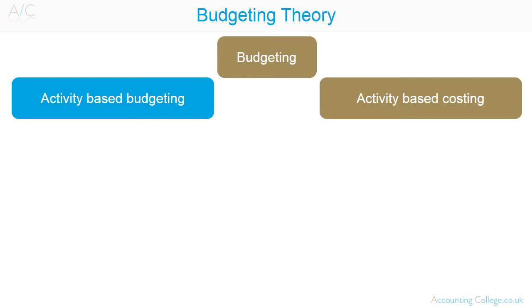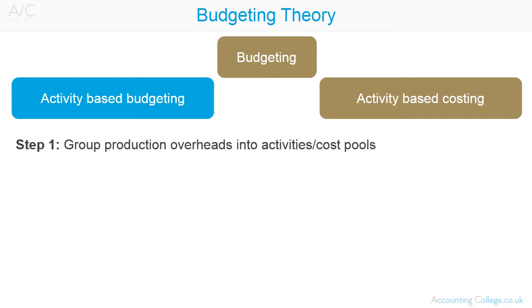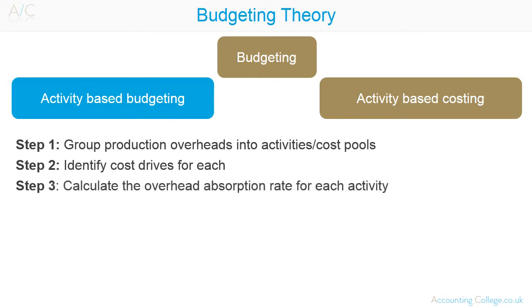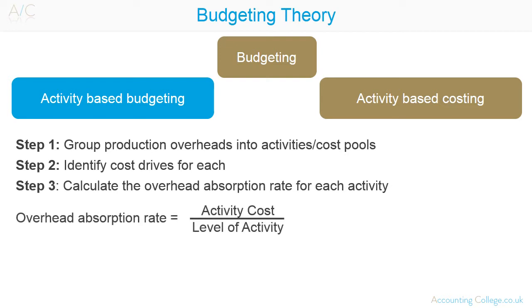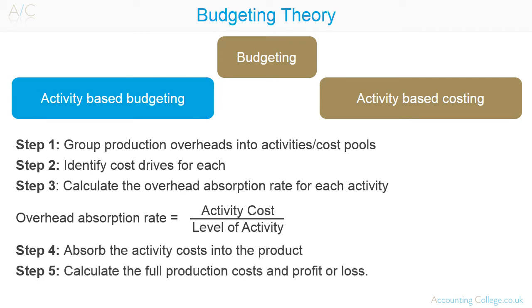There are 5 steps of activity-based costing. Group production overheads into activities called cost pools. Activities are pooled according to how they are driven. Identify cost drivers for each activity. This is what actually causes the activity cost to be incurred. Calculate the overhead absorption rate for each activity. Absorb the activity cost into the product. And calculate the full production cost and profit or loss.